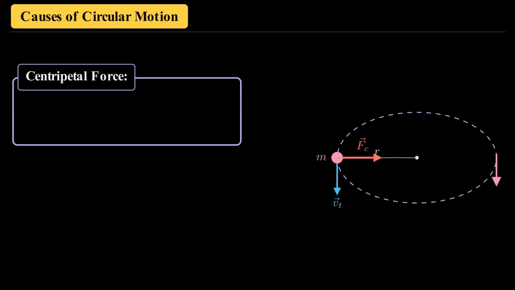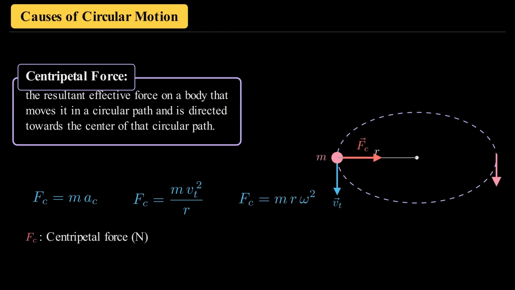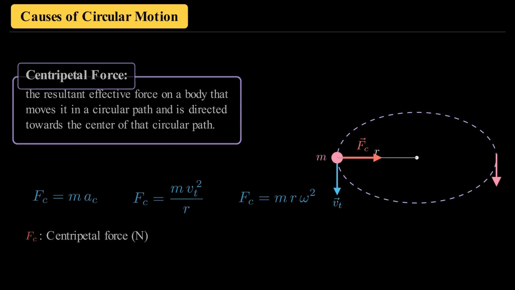To define it, we're going to say centripetal force is the resultant effective force on a body that moves it in a circular path and is directed towards the center of that circular path. To calculate centripetal force, we use these following equations. Fc is equal to m multiplied by ac. M is mass, be careful, and ac is centripetal acceleration. Fc is equal to m vt squared divided by r. Fc is equal to m multiplied by radius multiplied by omega squared. You can use one of these equations to calculate centripetal force.